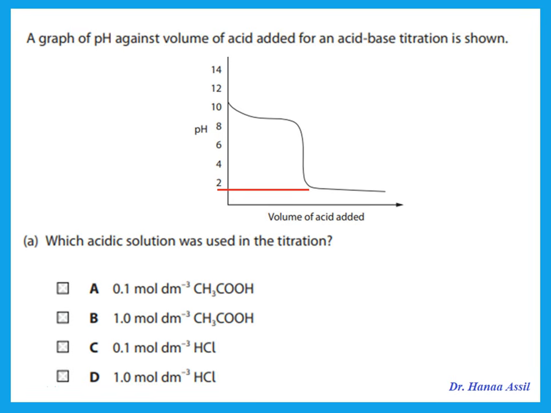pH 1. Now, I have a choice between 0.1 mole per decimeter cubed and 1 mole per decimeter cubed. Remember that pH is minus log concentration of H plus ions. So, if I choose C, then the pH would be minus log of 0.1, and that means the pH is 1. While if I choose D, the pH would be minus log of 1, and that is 0. So my answer is C.